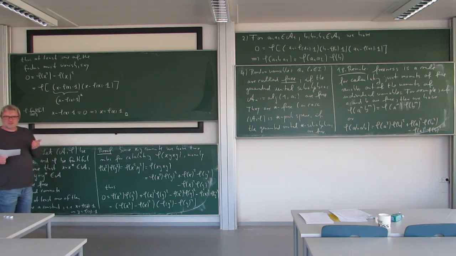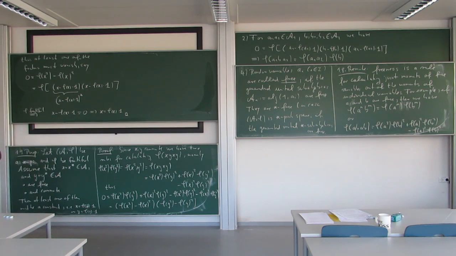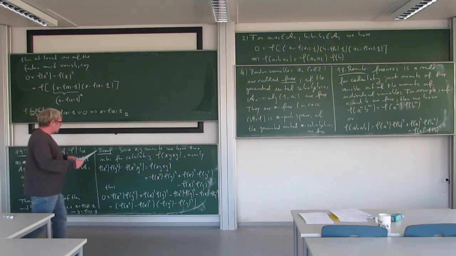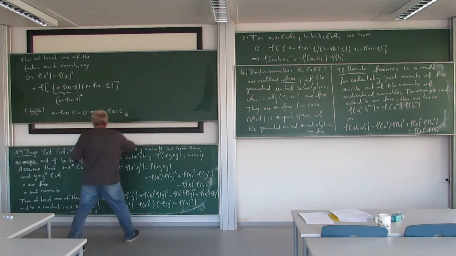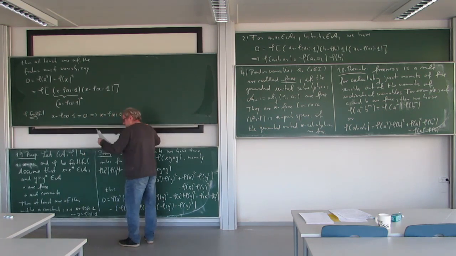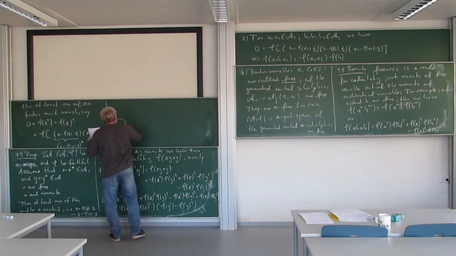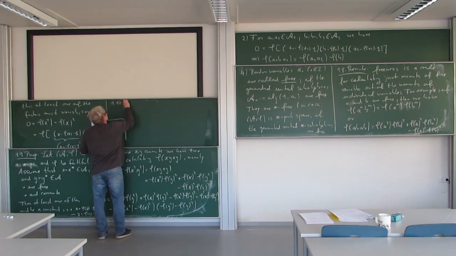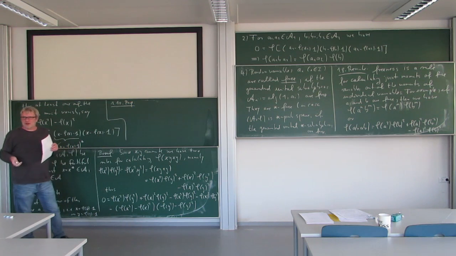Okay, but this is true. I mean, constant functions or multiples of one are really free from everything. No? That's like for classical random variables, constant random variables are independent from everything. Not just among themselves, but from everything, and that's also the same for freeness. So let us also formulate this. So this says that one or multiples of one are free from everything.